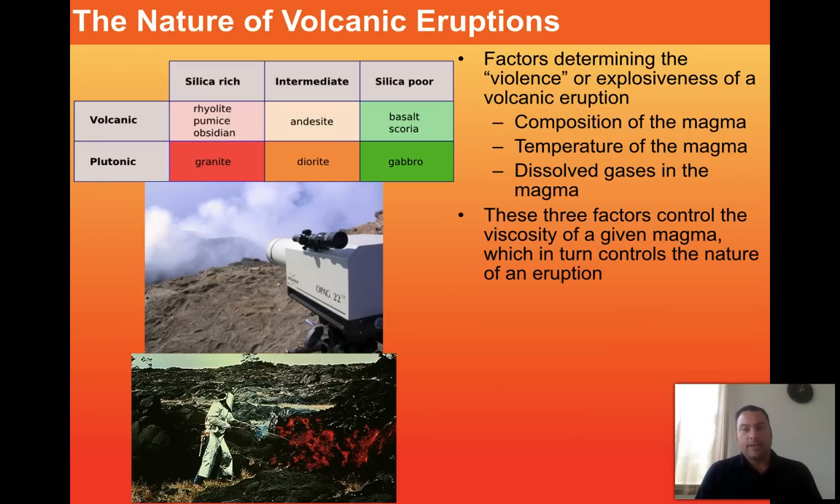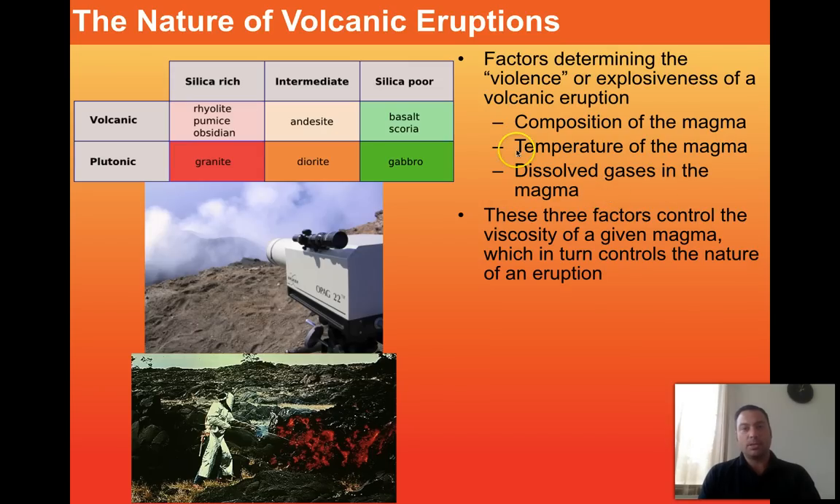So there are several factors in determining volcanic eruptions. First off, the degree of explosiveness is something that we should probably get out of the way right away. So there are factors that determine the amount of violence or explosiveness of a volcanic eruption: the composition of the magma, the temperature of the magma, and the amount of dissolved gases in the magma.